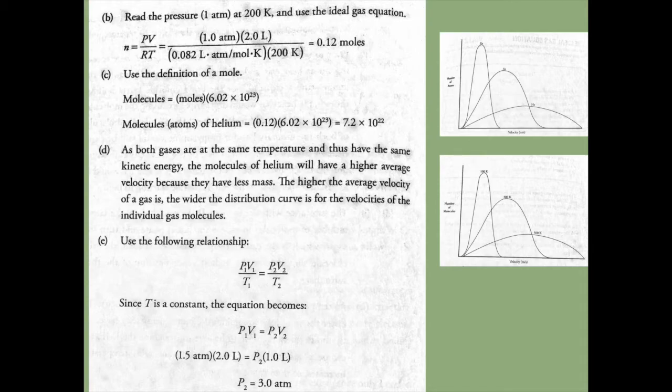In E, it says if the volume of the container were reduced to 1 liter at a constant temperature of 300 Kelvin, what would be the new pressure? So now I'm keeping my temperature the same, but now I'm changing pressure and volume. So this is going to be a Boyle's law problem. I know my pressure of helium is 1.5 atmospheres. Its initial volume was 2 liters. Now I've changed that suddenly to 1 liter while keeping temperature the same. So I've got to figure out what my new pressure is going to be. So my new pressure will be 3.0 atmospheres.